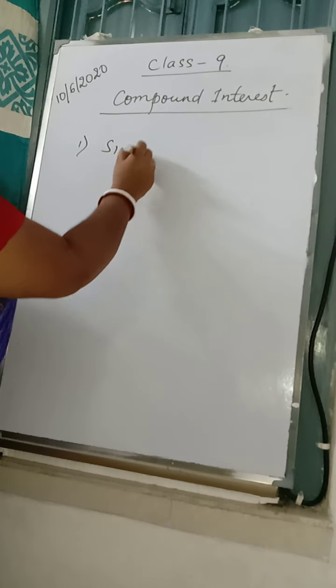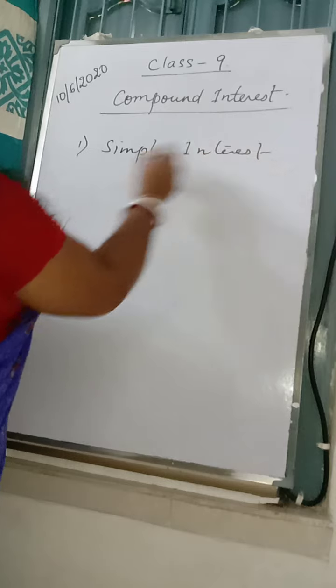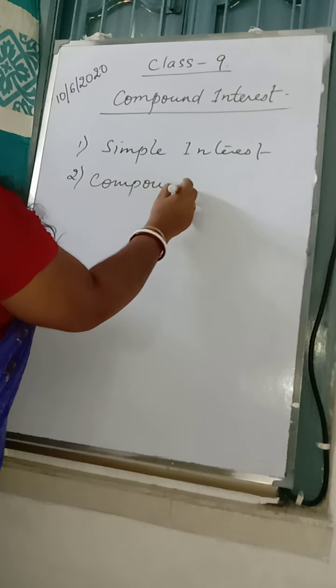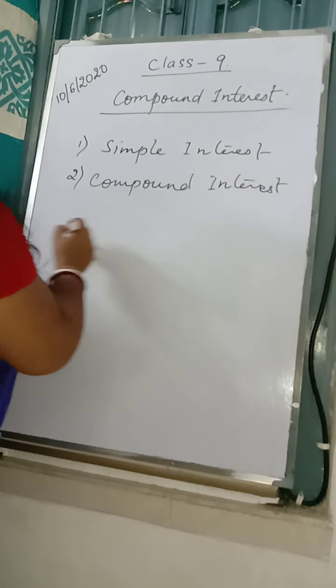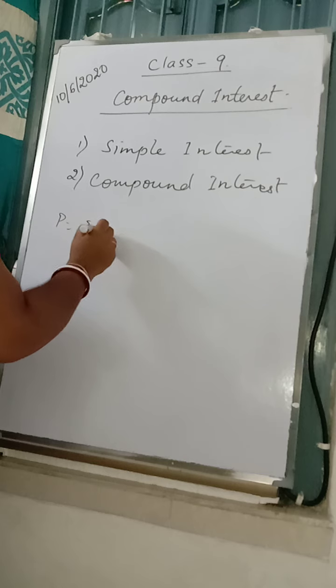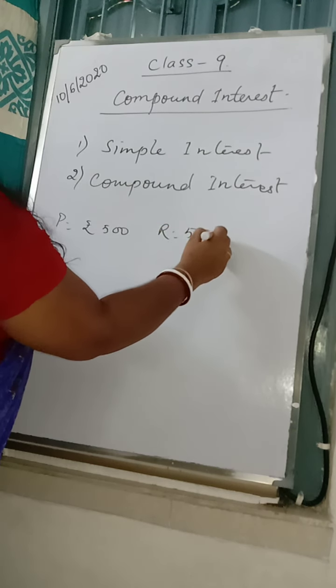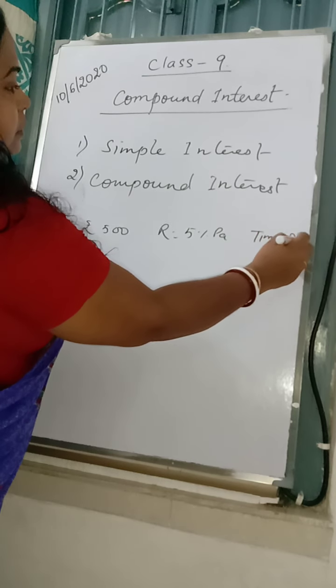First is simple interest and the second is compound interest. Now what does it mean? Example: principal is rupees 500, rate is 5% per annum and time is 2 years.